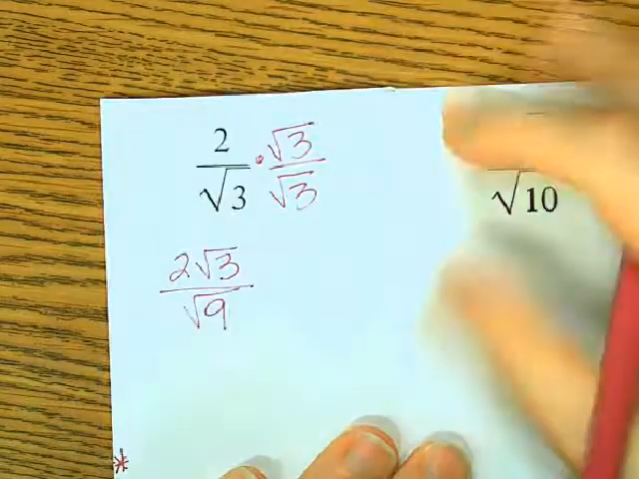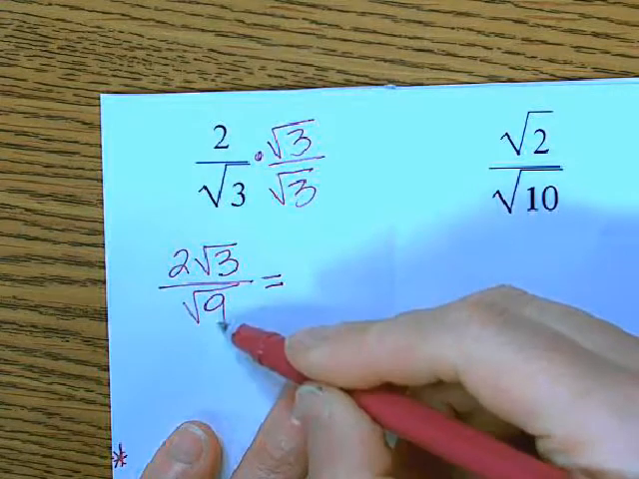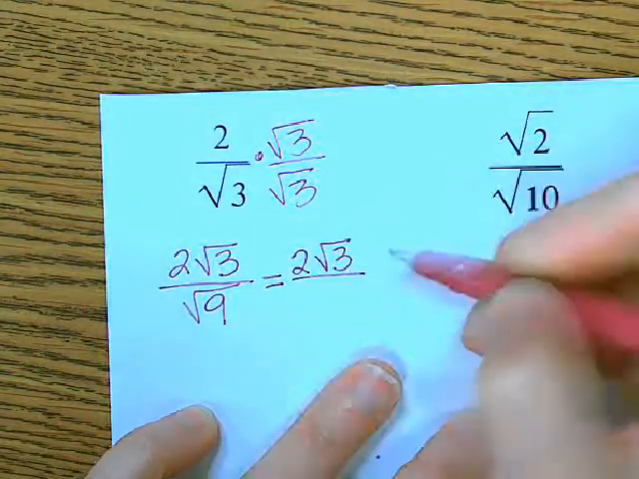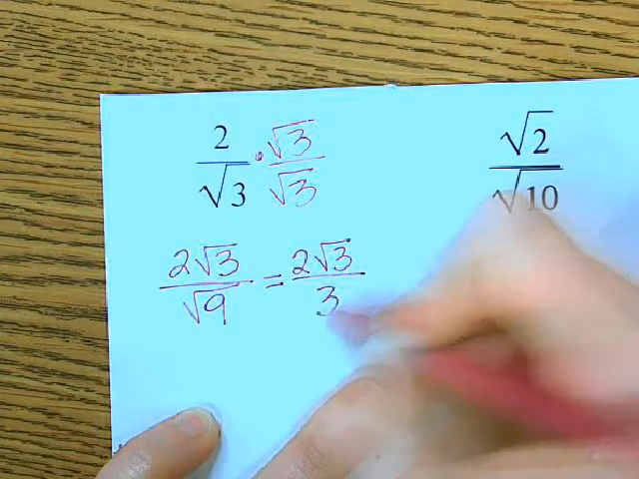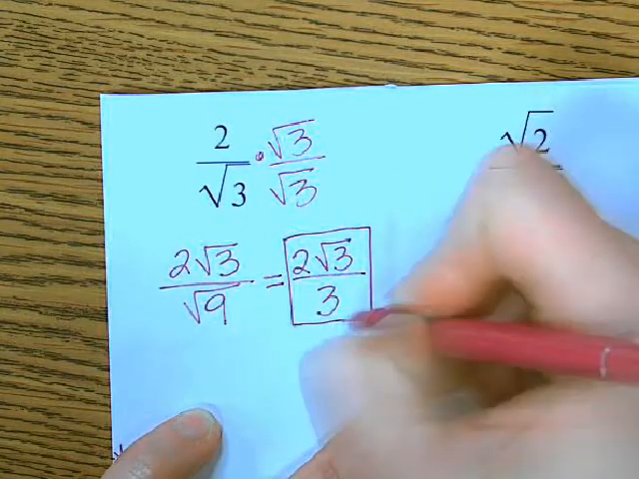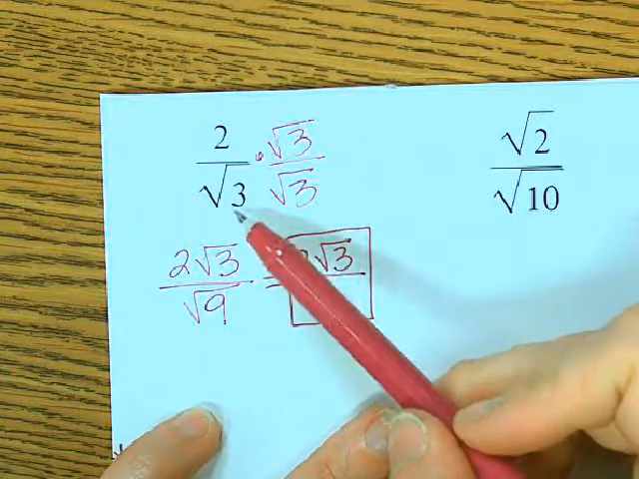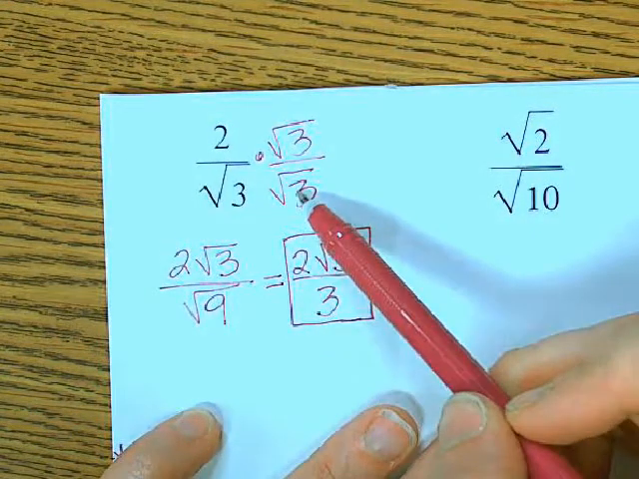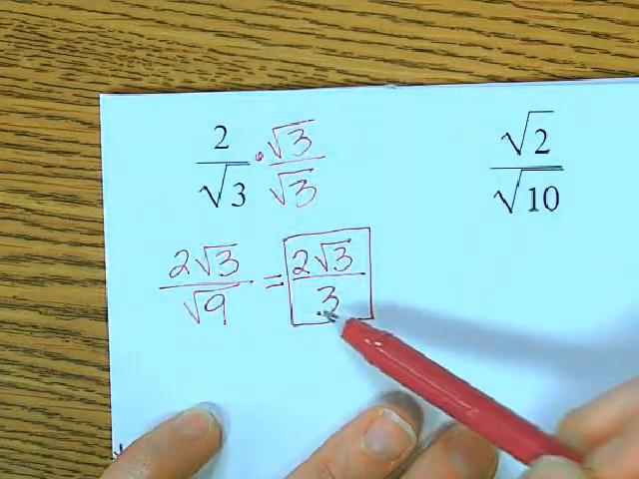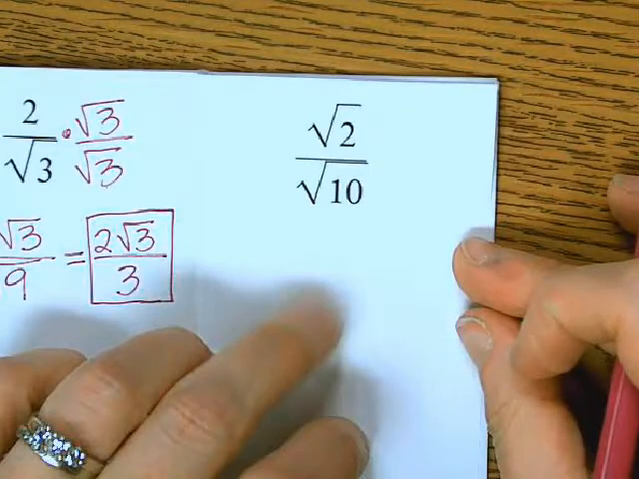And then you're saying, but Miss Ash, that didn't get rid of the radical. But actually it did, because the square root of 9 is just 3. So this is 2 square root of 3 on top, and then the square root of 9 is just 3. Okay? Because 9 is a square number. So we're done with that one. And what you're going to notice is anytime you do square root of 3 times square root of 3, you end up getting the square number right here, and so that's going to pull the radical away.